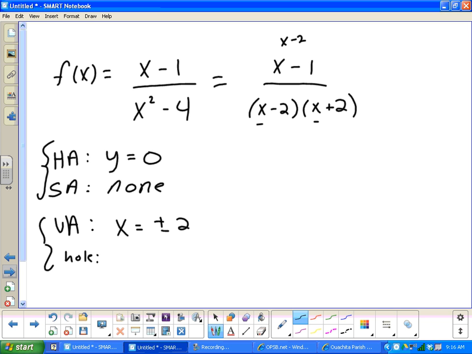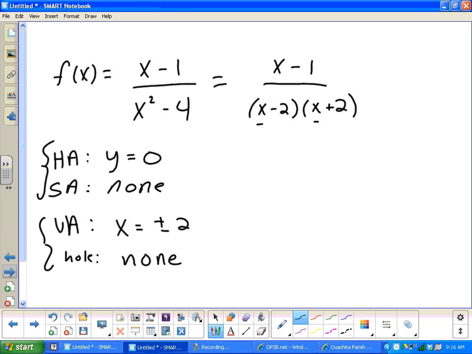But that didn't happen, did it? Okay, so since nothing really canceled out or simplified, linear factors didn't cancel or simplify, so there are no holes. Okay, in just a little bit, I'll try to do an example where we see a hole in the graph. We got to see one.